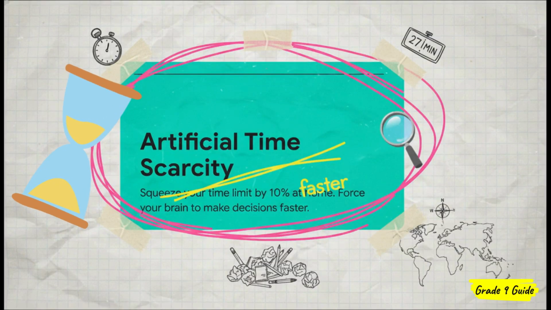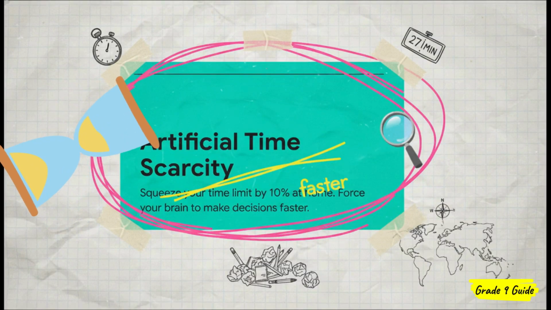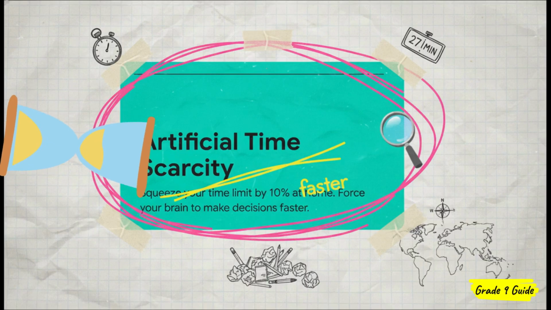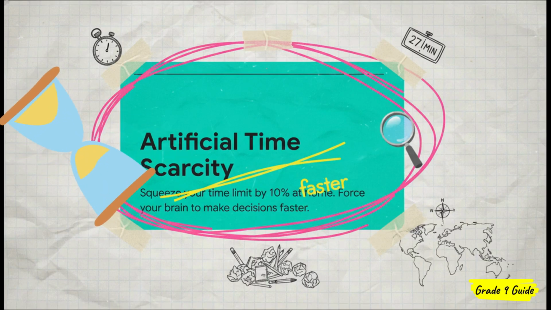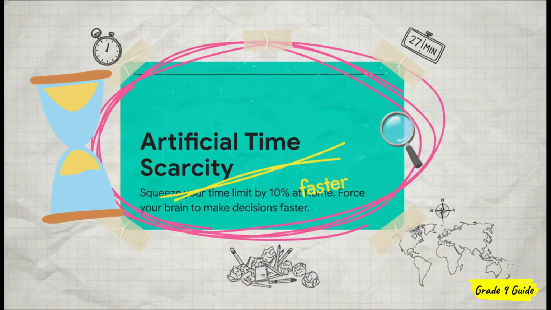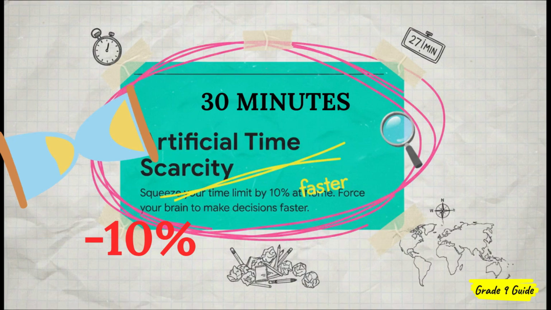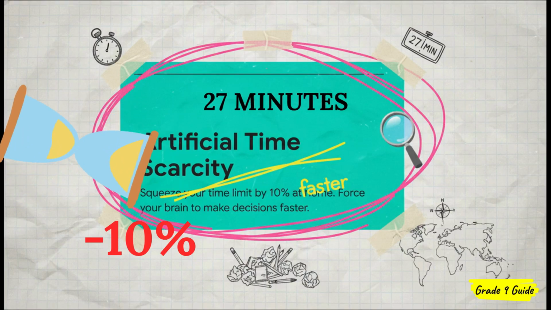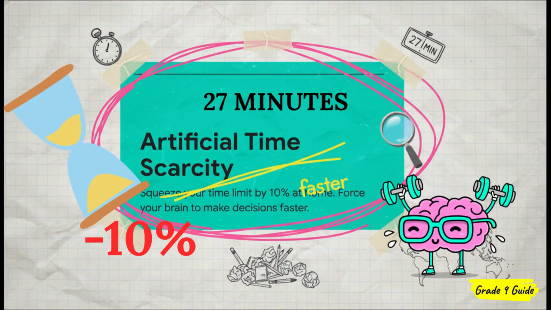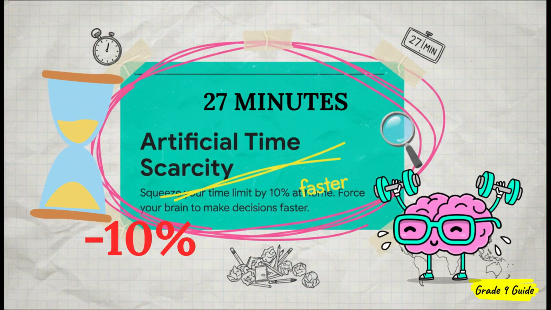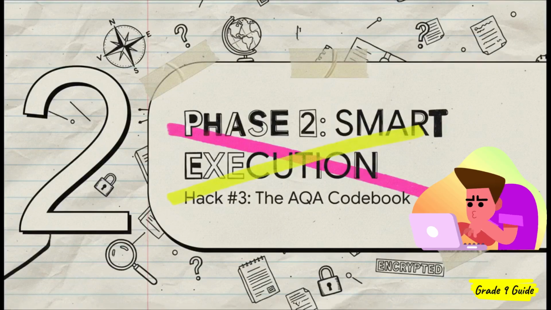And here's the next level, the real grade 9 move, the 10% cheat code. The top students, they all apply what's called artificial time scarcity. You just squeeze your time limit by 10% at home. So if the section is meant to be 30 minutes, you set your timer for 27. It forces your brain to make decisions faster, so when you get into the real exam hall, it feels like a luxury. On to hack number 3.